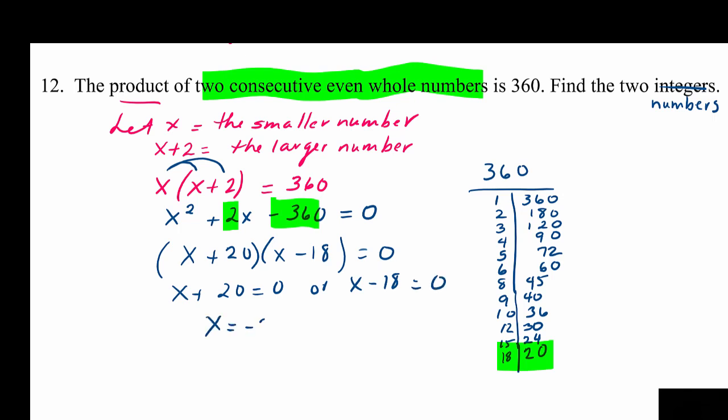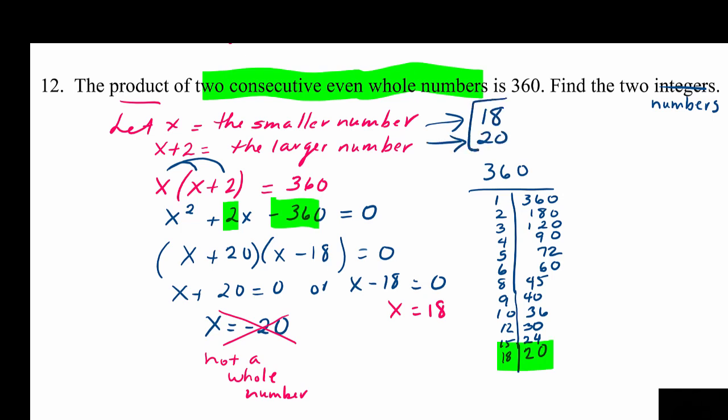And over here, I'm going to get again the negative whole numbers. You see that? Negative 20. And this is why it was important for me to decide whether I was looking for whole numbers or integers. And I'm going to go for the whole number, so not a whole number because it's negative. But then over here, I get x equals 18. And so we just found the smaller number, right? Which is 18. So then the larger number is 20.